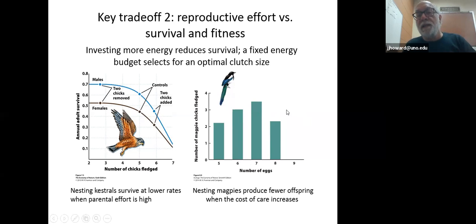But the cool thing is that if you have more than 7 eggs, you also have fewer offspring survive. And that's because the extra work required to feed them means that not all of these offspring get enough food, and so they die. So, hey, there's an optimal schedule of number of offspring. And both of these graphs bear on that point. If you have a certain amount of energy to devote to reproduction, there's going to be an optimal number of offspring.